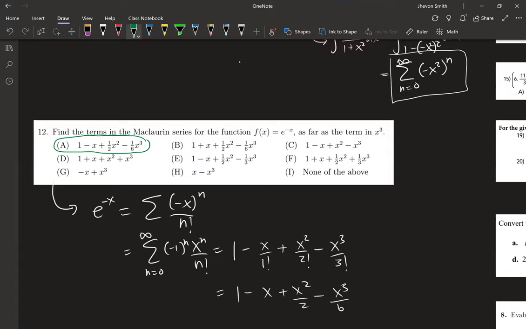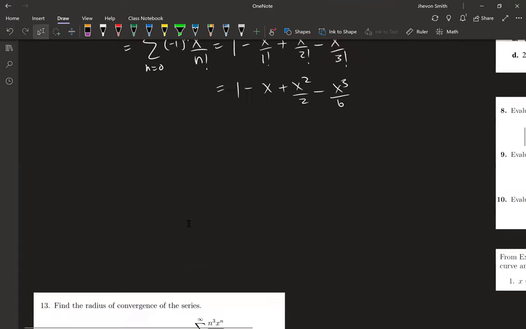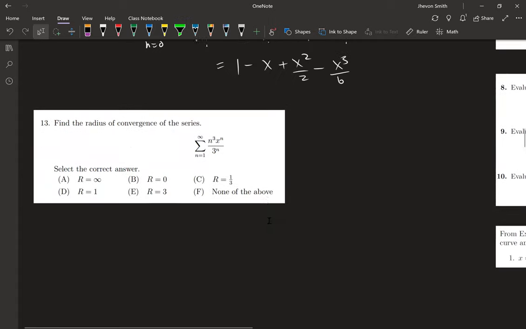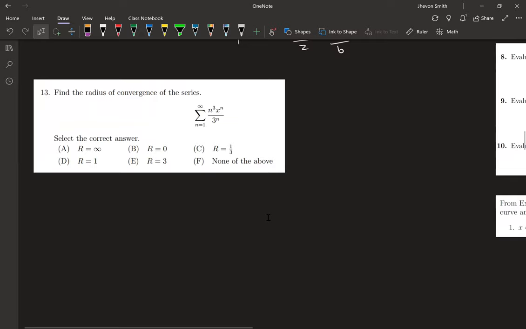So A, most people got that correct. Okay, good. Let's move down to the next one. Radius of convergence of this series. Let me relaunch the poll here. Go.